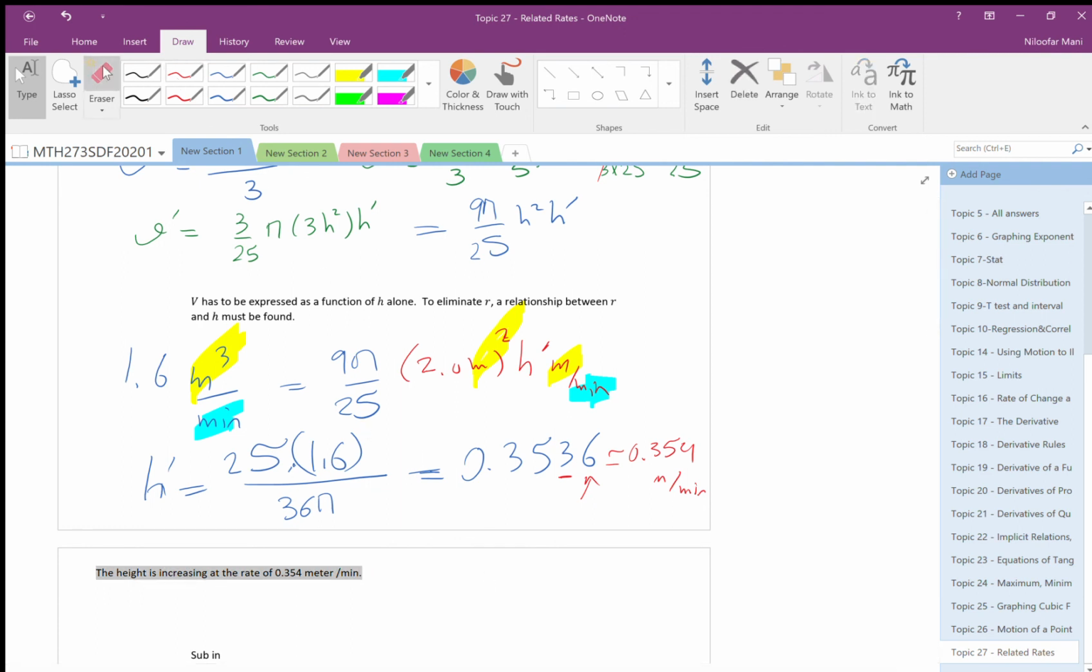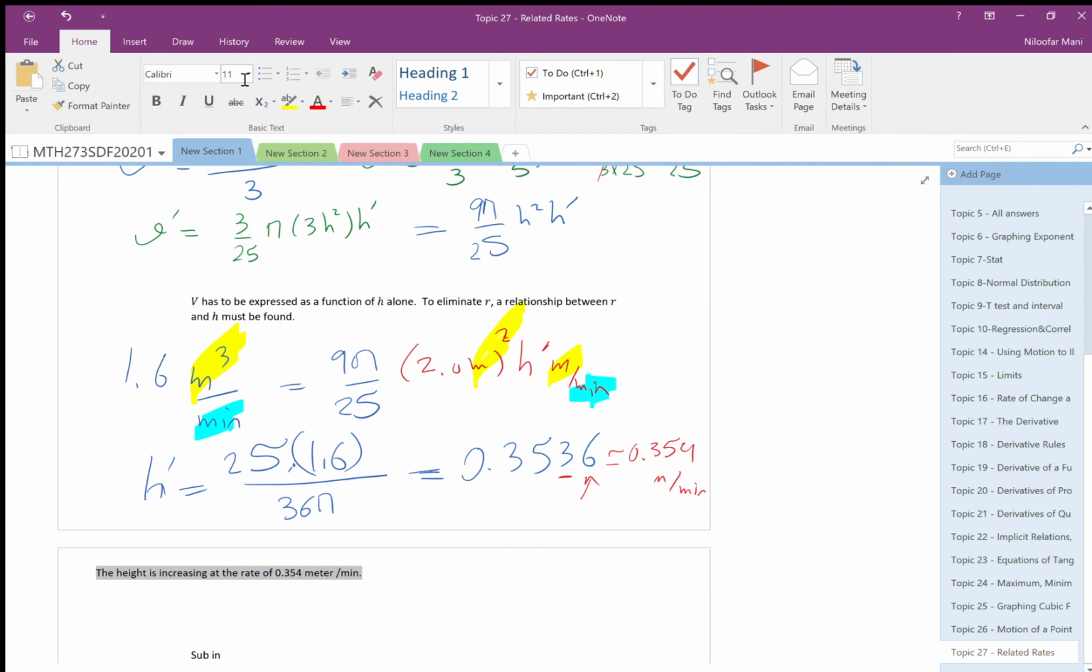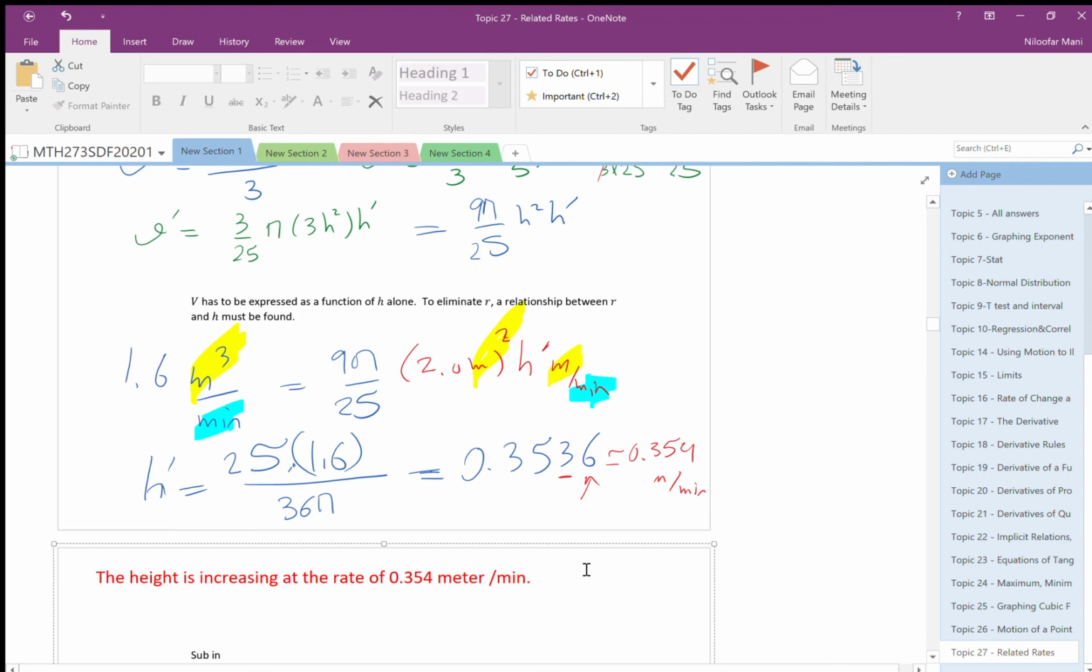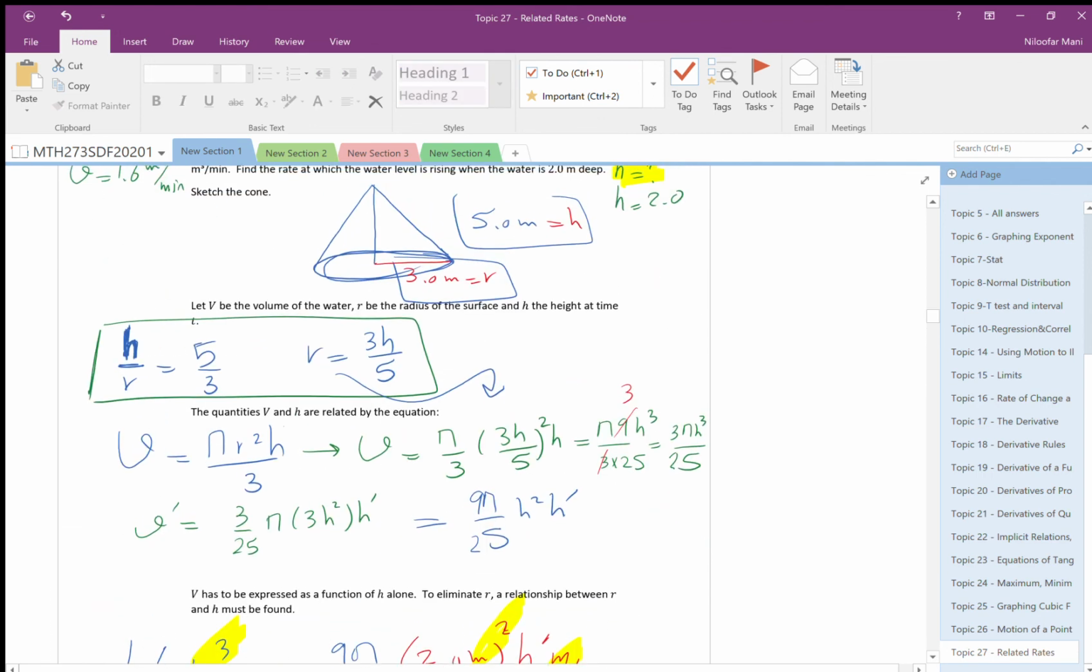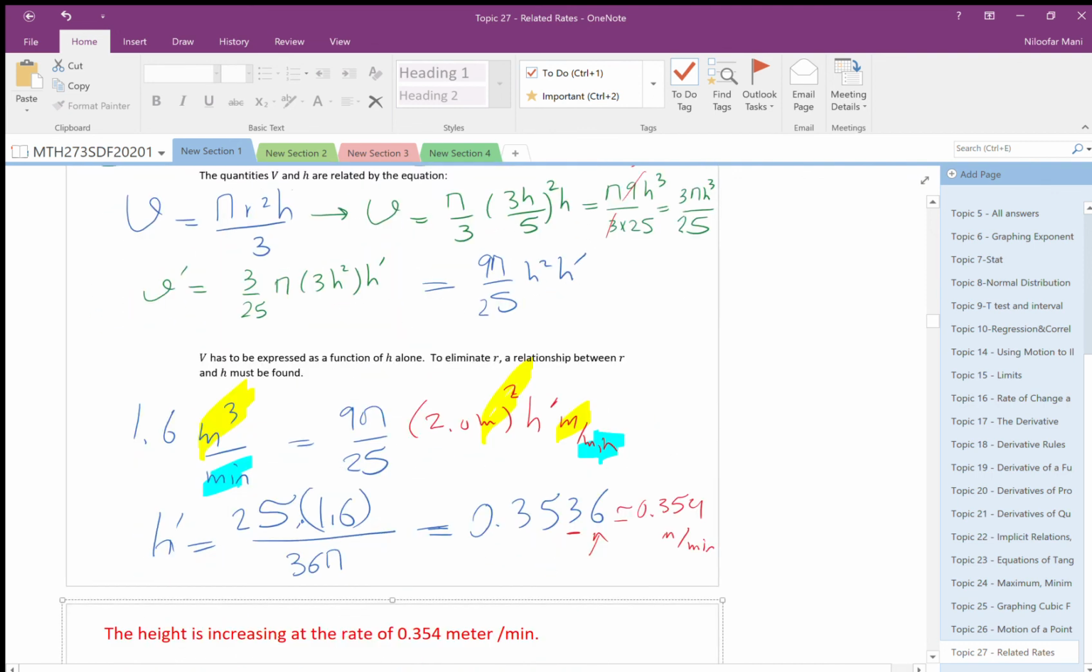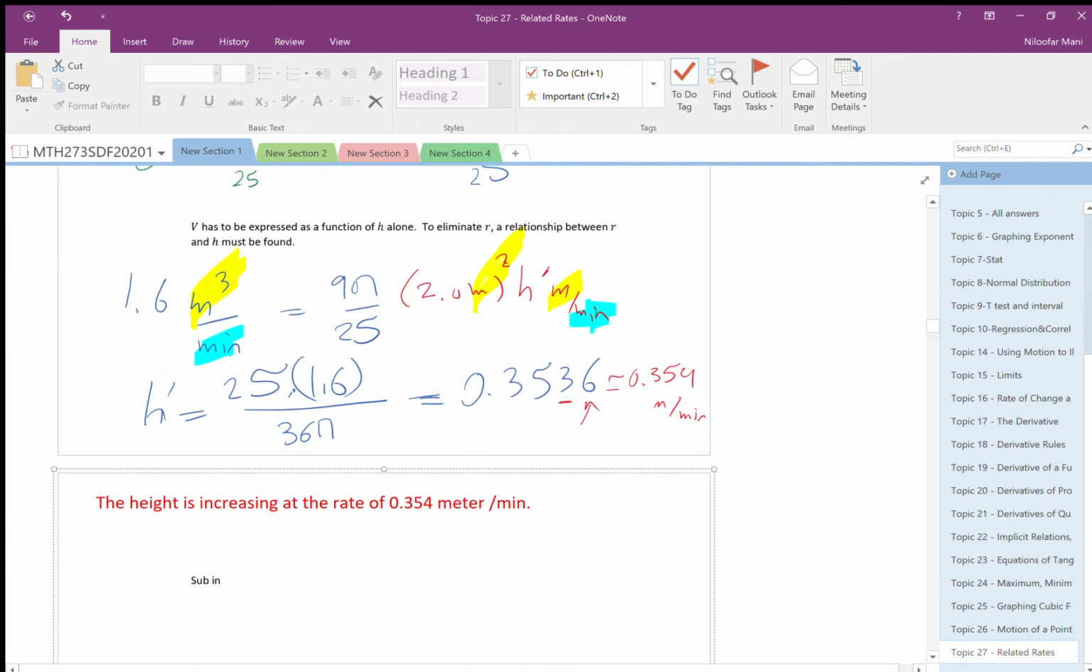Okay, so here I had three variables. Based on the question that I see, I find one of them based on the other, which is r, I substitute, make it simplified, and then I find just h prime based on v prime, I can say.